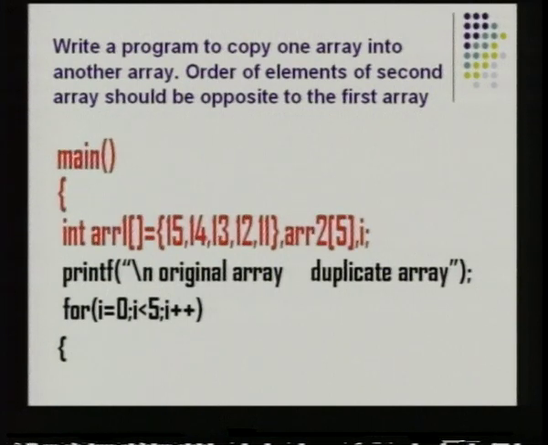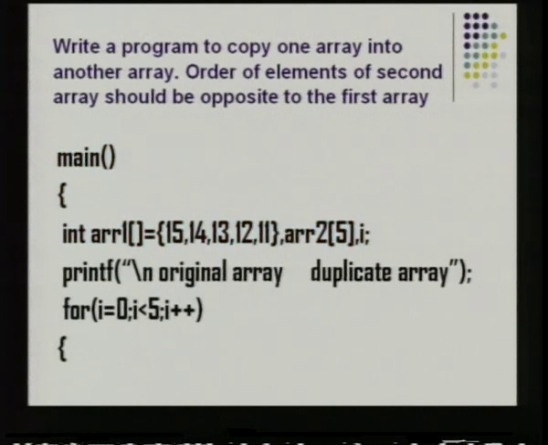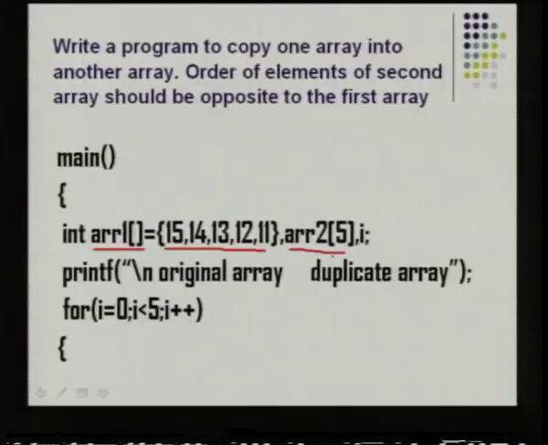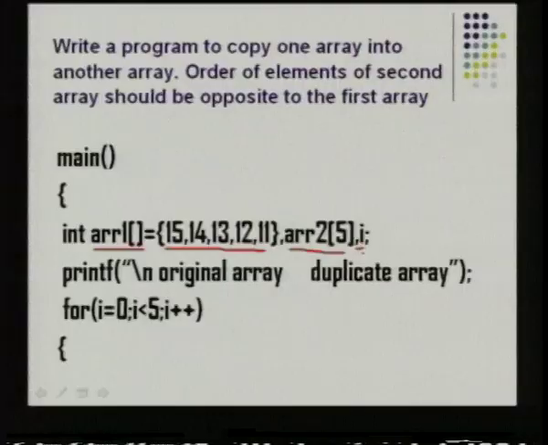I am having 2 arrays of type integer. Array 1 is the array which I want to be copied. I have already initialized the values of this array. It is in descending order from 15 to 11, and this is the second array, which is a duplicate one. I want these elements 15 to 11 to be copied into array 2 in the reverse order, that means from 11 to 15, and I have an integer i to access the index. Index is nothing but it refers to the position of an element in the array. So, we will see how this program proceeds.